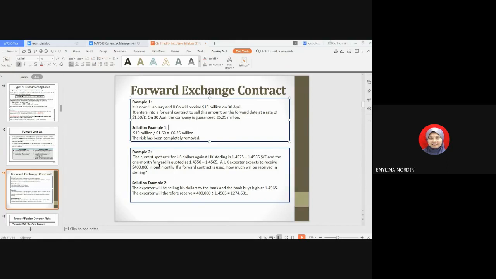The next one is example 2. This is the current spot rate for US dollar against pound sterling, and the 1 month forward is quoted. This is the forward rate of 1.4550 and 1.4565. So this is the higher rate and this is the lower rate. A UK exporter expects to receive $400,000 in 1 month's time. If the forward contract is used, how much will be received in sterling?